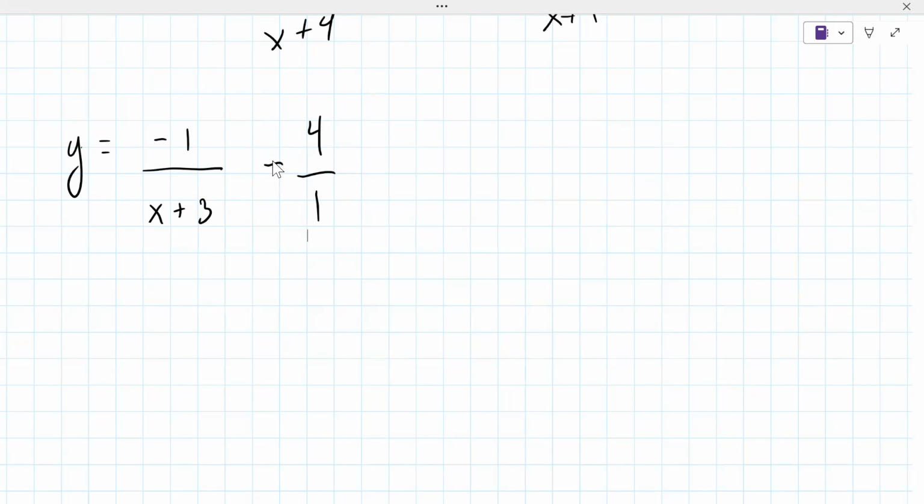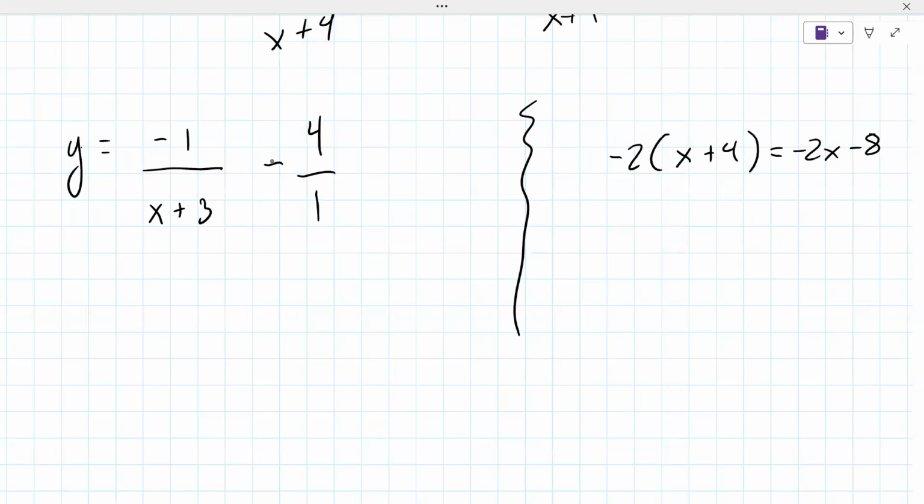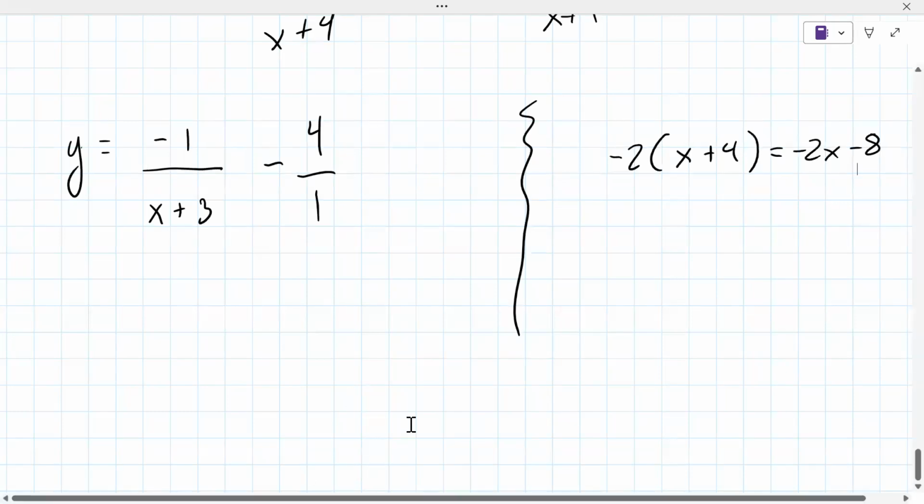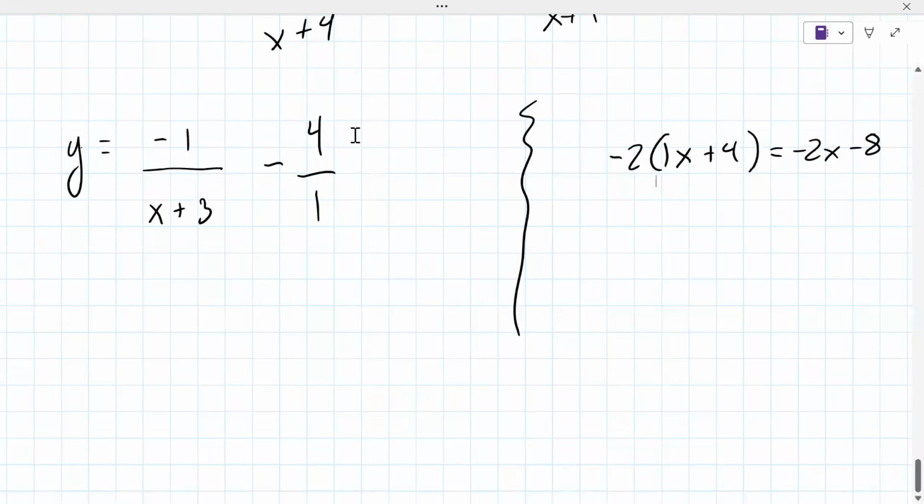Would it be 4x minus 11? Now, getting closer. So let me come off to the side here. If it's -2 times x plus 4, the result is -2x minus 8. Why is it -2x and not 2x? Because you're multiplying by a -2. That's right. And that's what I kept hearing in both these problems. You're not multiplying the x by -4. It's like you're only multiplying it by 4.